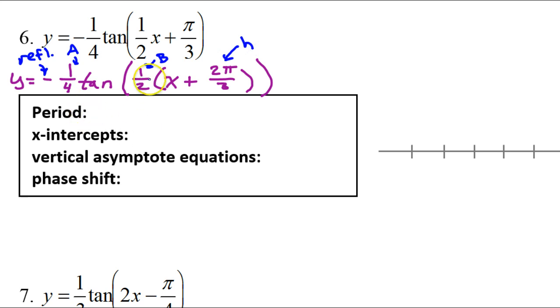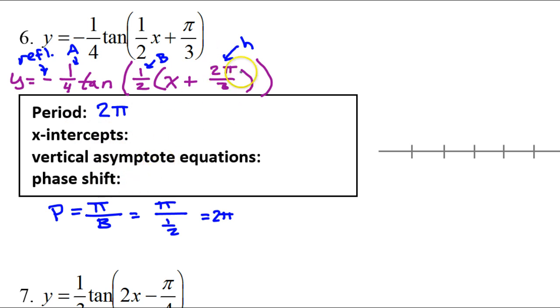So the period is going to be affected by the B value. So we know that the period is always going to be the normal period divided by the B value. So in this case, that means we have pi divided by 1/2. Okay, and so to divide, you multiply by the reciprocal. So this is going to be 2 pi, right? Because the reciprocal of 1/2 is 2. So that's it. So the period is going to be 2 pi, right? We will deal with the x-intercepts and vertical asymptotes at the end after we've done the graph.